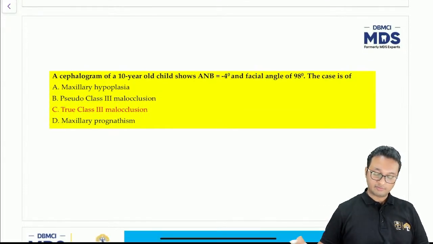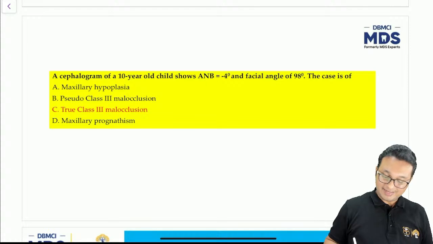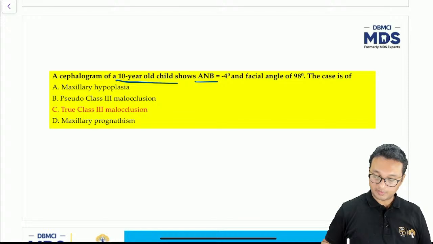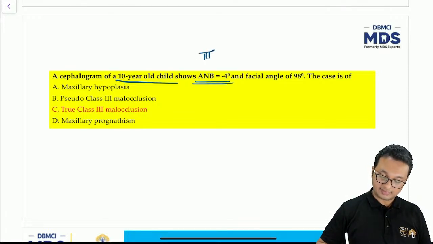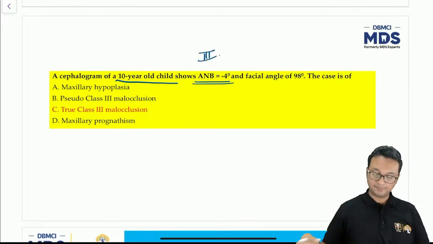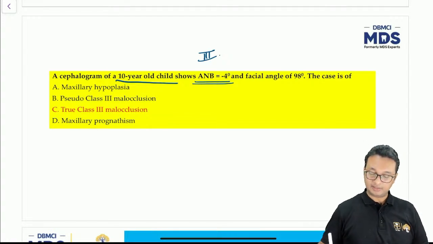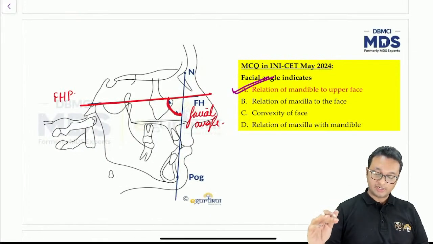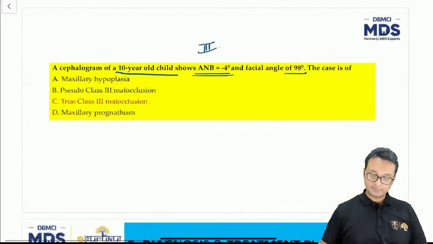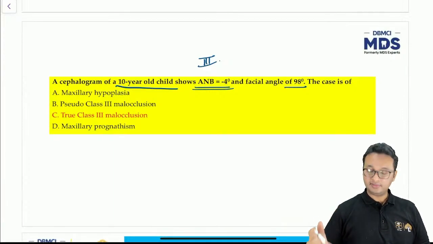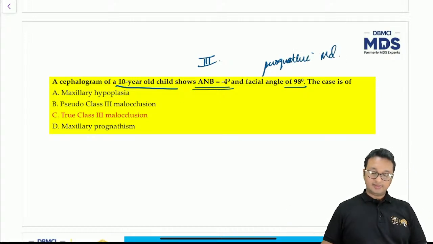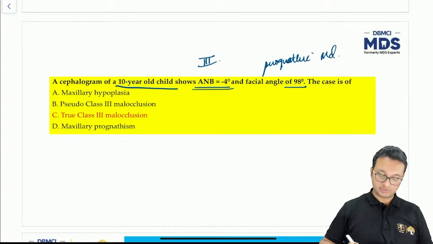Now this is a clinical question. A cephalogram of a 10-year-old child shows A and B of -4 degrees. A and B of -4 degrees means it's class 3. The mandible is prognathic. And facial angle of 98 degrees. Now what is facial angle? I just told you. It shows the relationship of mandible to the upper face. If it is more than 90 degrees, that means it's a prognathic mandible. This case is of true class 3 malocclusion.